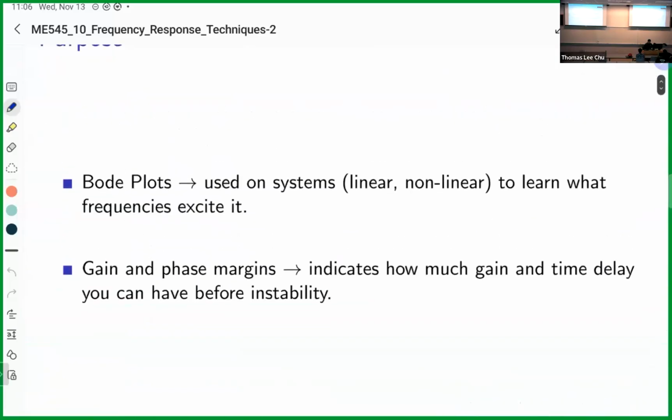Okay, so Bode plots can be used on systems, linear or nonlinear, to learn what frequency is excited. And from there, you can get something called a gain and phase margin. Basically, your gain and phase margin tells you how much gain you can add to the system before it becomes unstable, and how much time delay, which is defined by the phase margin, you can have before you have instability. So you're able to do that through Bode plots and through the Nyquist stability criterion.